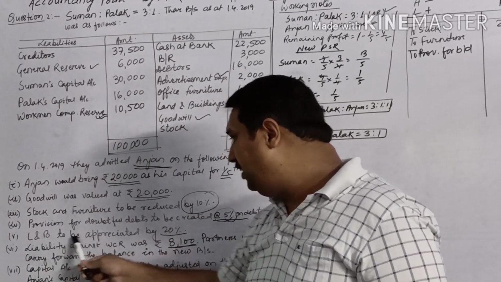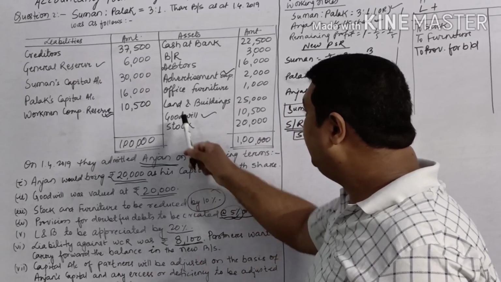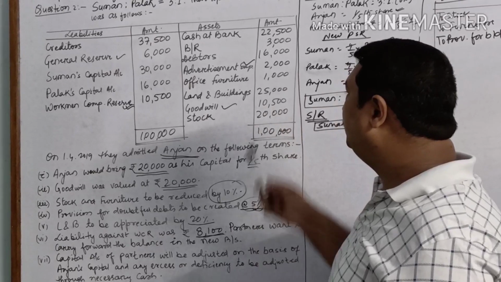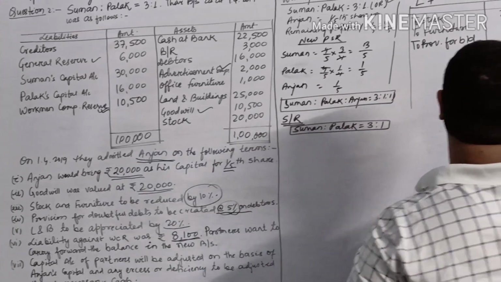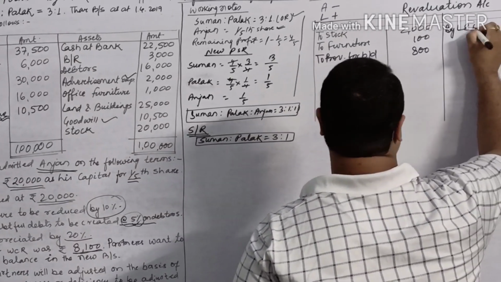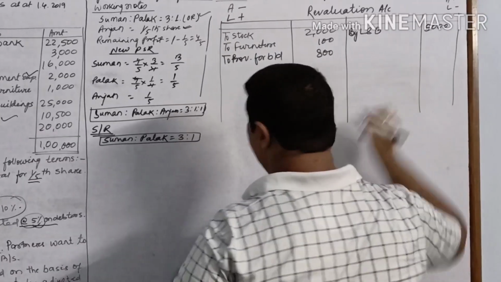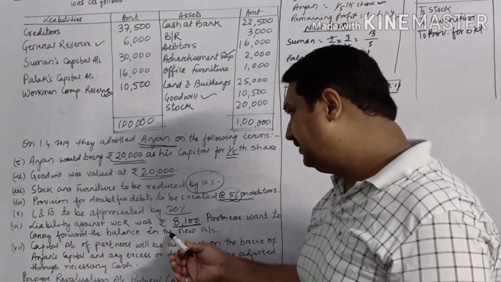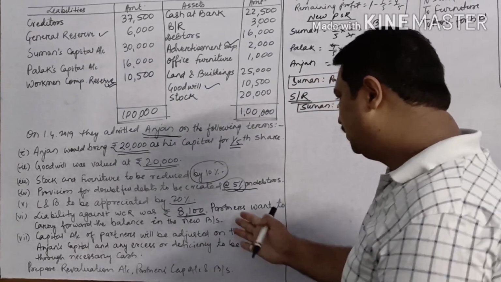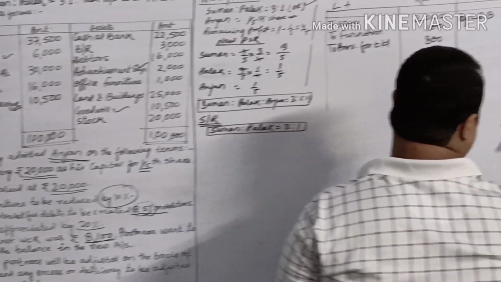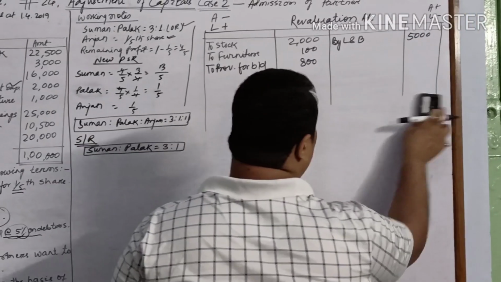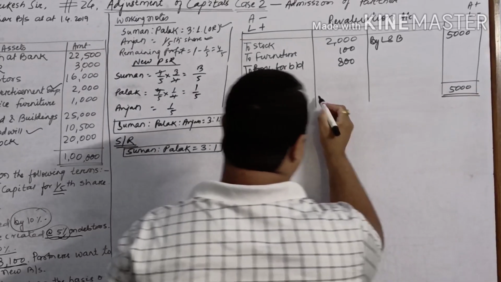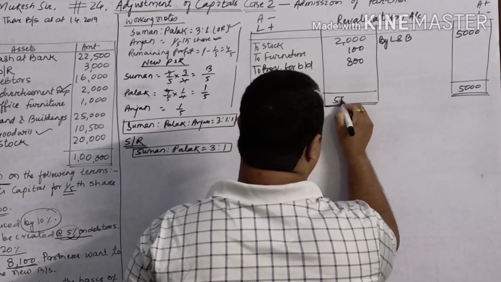Next one is land and building to be appreciated by 20%. Land and building is 25,000, so 20% of 25,000 will be rupees 5,000. We have to increase it, so land and building will be written on the credit side. Now we do not have any other item. This is the workmen compensation reserve, so there is no other item related to your revaluation. So we can balance it, and the balancing figure will be distributed amongst the old partners.